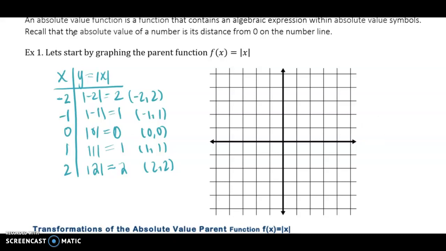Alright, so let's go ahead and label. Our first point is 0, 0, 1, 1, 2, 2, and then -1, 1, and -2, 2. And it's going to be V-shaped. So the absolute value will always be this V shape. And from here, we are going to do transformations.